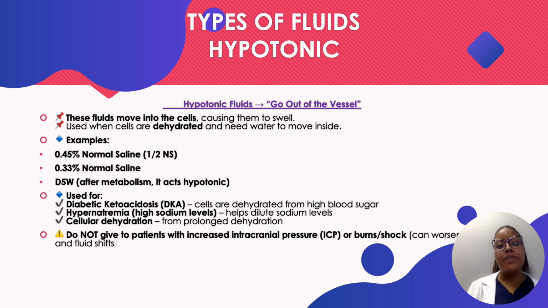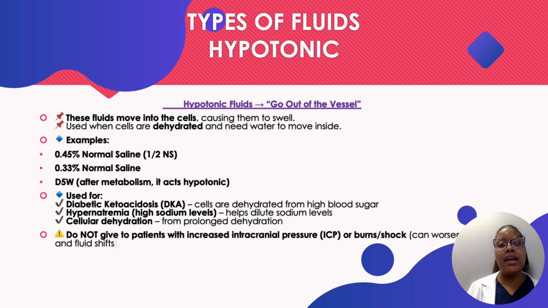Remember, I said that D5W is isotonic when it's in the bag, but once it hits the body, it's going to be hypotonic. So please don't get that confused. What is it used for? You can use a hypotonic solution if a patient has DKA.